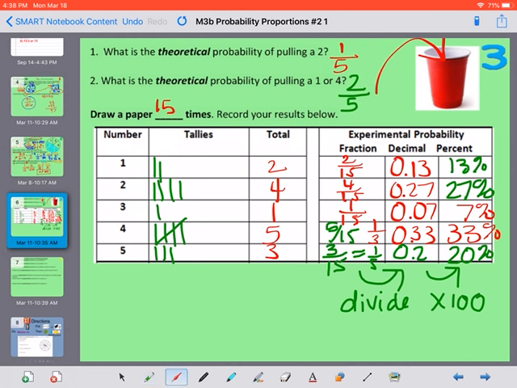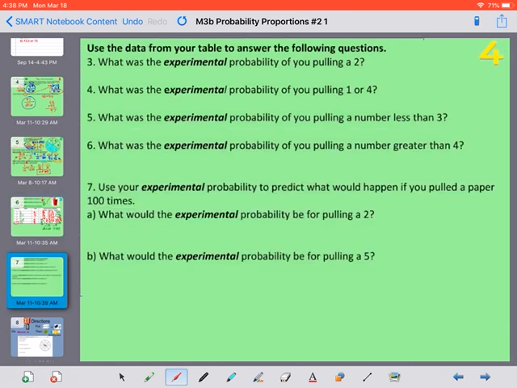So in theory, we should have pulled each number 1 out of 5 times, but we pulled 15, so it would be like 3 out of 15, which the only one that matches theoretical to experimental was our number 5s. We should have pulled each one 3 times to have equal outcomes. But let's answer some questions about our experiment. Key word in all of these is experiment, experiment, experiment. We don't care about what should happen in the perfect world, but what happened based on our experiment.